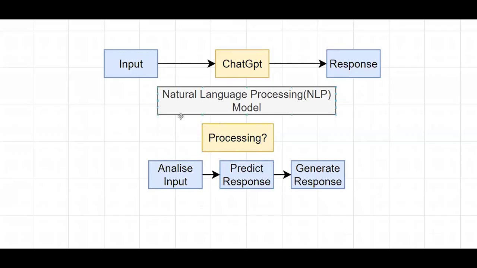Since this processing happens on our natural language, we call it a natural language processing model. Or we can say this whole processing happens on our natural language as natural language processing, and whatever available models like ChatGPT process our natural language, we call such types of models natural language models, right? Yes.